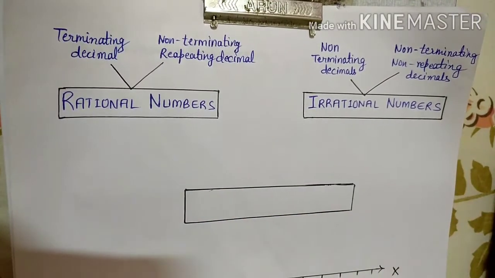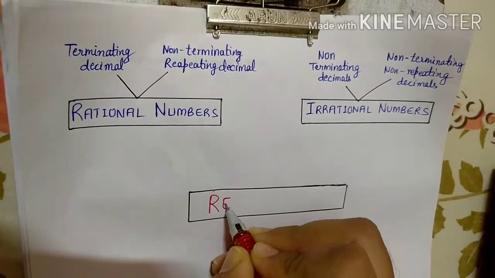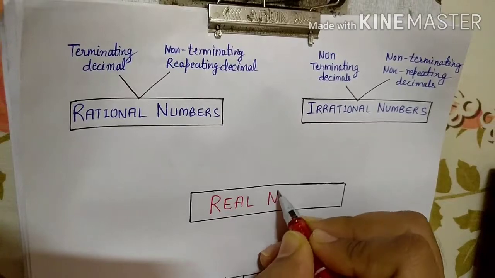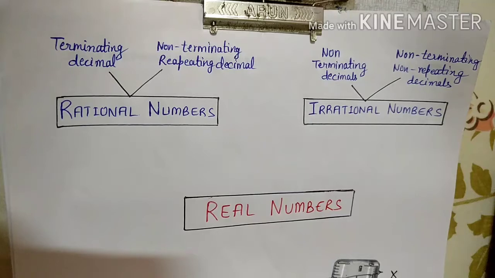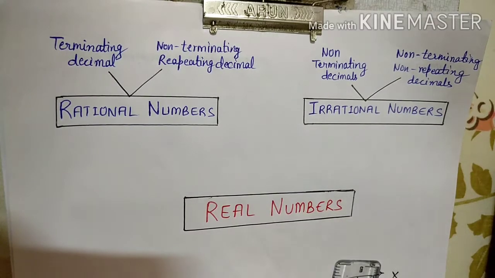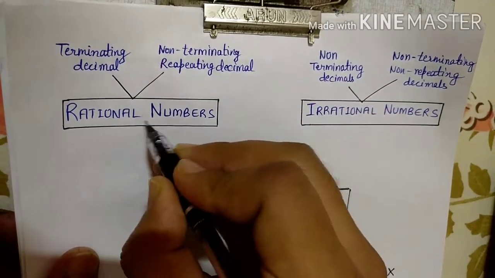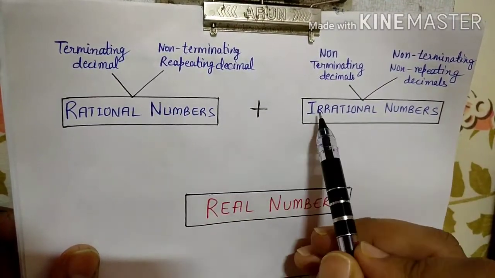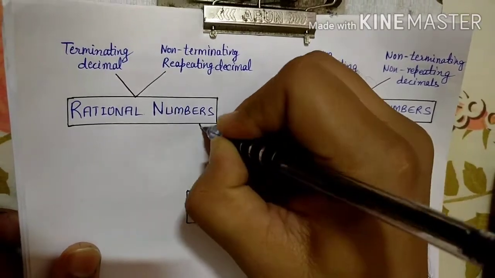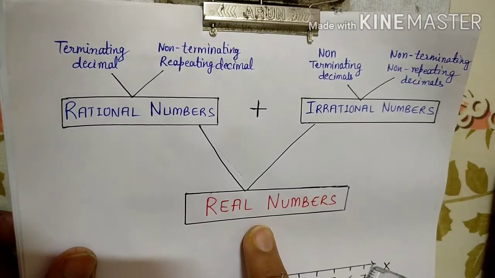Okay, now we're going to learn about our next topic, a very short topic, that is called real numbers. So it is very easy. As we have already understood the concept of rational numbers and irrational numbers, we can easily tell what real numbers are. Actually, a real number is the collection of all rational numbers and irrational numbers. The collection of rational numbers and irrational numbers is called real numbers. Okay, I hope it is clear to you.